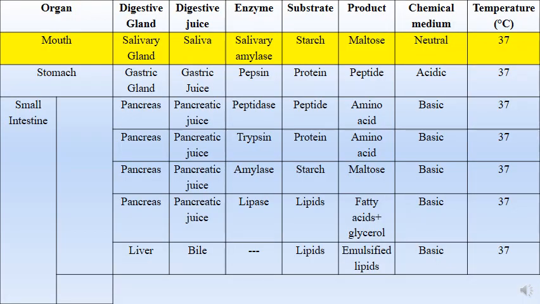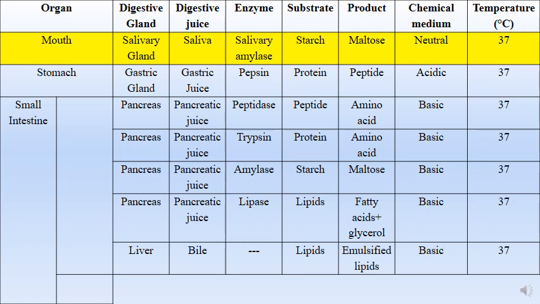So moving to this table is very important. We already started with this table. We started with digestive glands, organs, digestive juices, enzymes, substrate, product, medium, and the temperature. As you notice here, all the temperatures are 37 degrees Celsius. This is the normal body temperature, and the enzymes act at their optimum temperature, which means the best temperature.